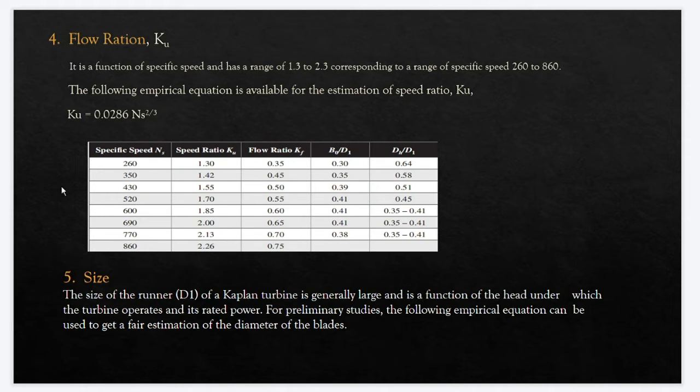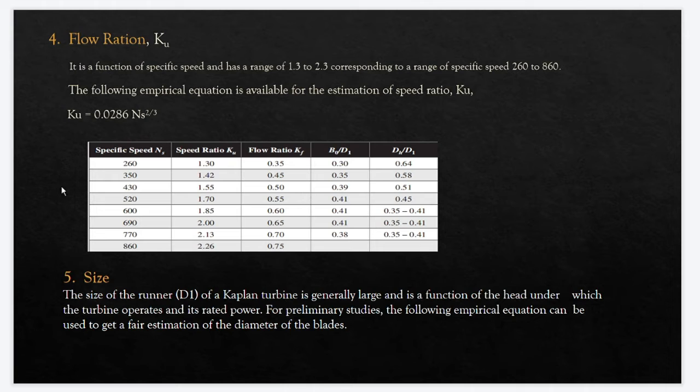Coming to the next slide is the speed ratio Ku. It is also a function of specific speed and has a range of 1.3 to 2.3, corresponding to a specific speed range of 260 to 860. This is the table showing the specific speed, the speed ratio and the flow ratio, in the figure below.